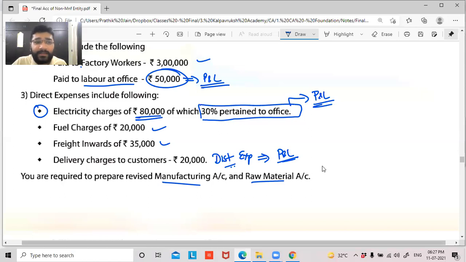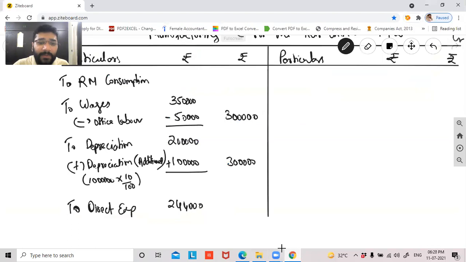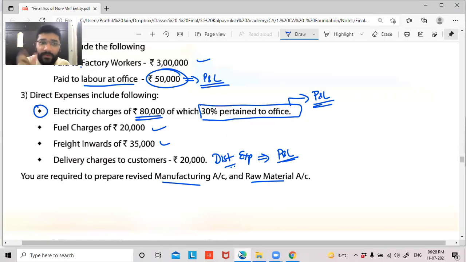80,000 is the total electricity charges. That is part of the total direct expenses of 244. In that 244, 80,000 is towards electricity. Out of this, 30% is pertaining to office. So 80,000 into 30% is how much? 24,000 rupees. This is pertaining to office. So I have to eliminate this from the manufacturing account and add it to the P&L account.